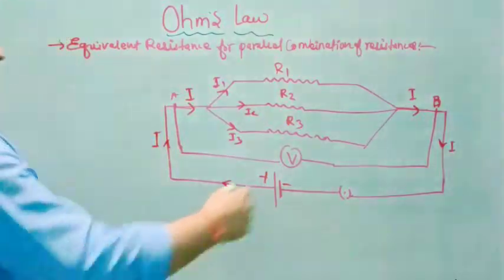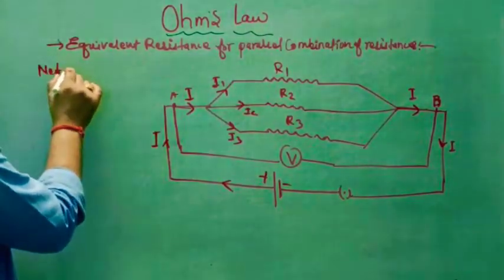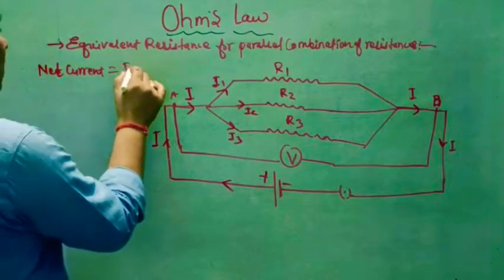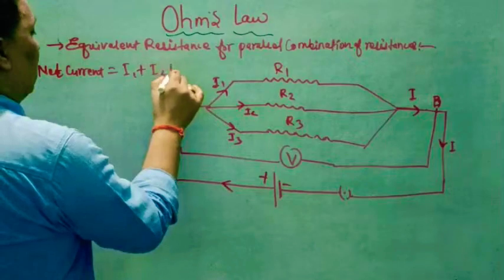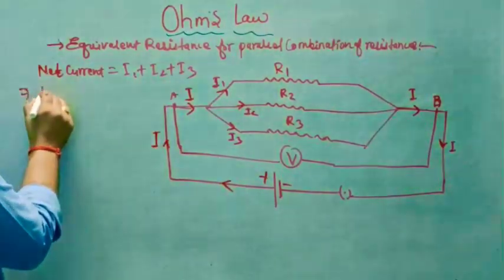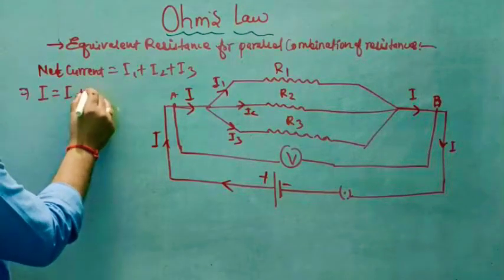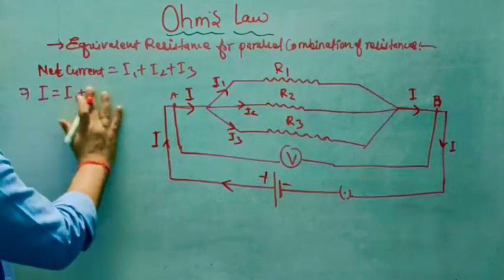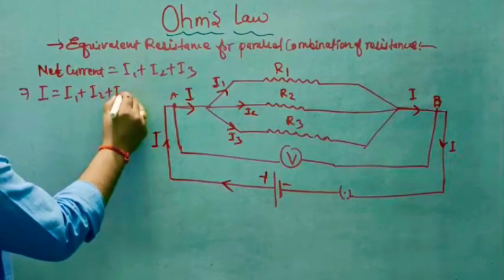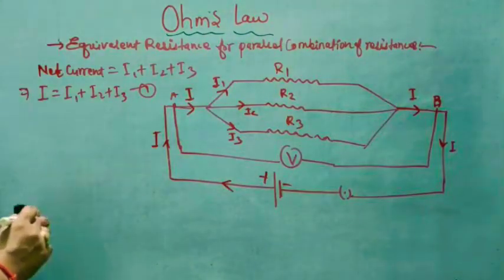So the net current is equal to I1 plus I2 plus I3. Net current is I, which is equal to I1 plus I2 plus I3. Let it be the first equation, right?